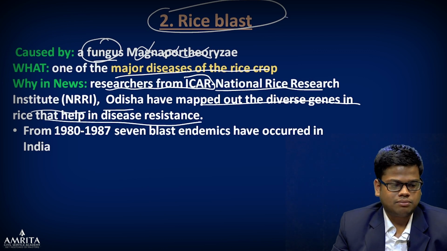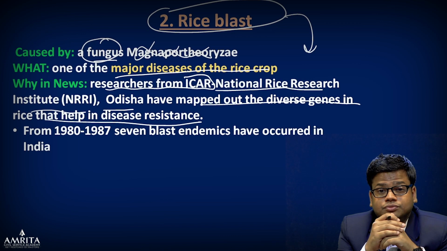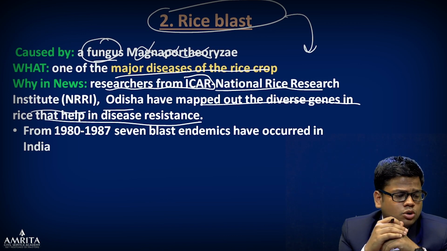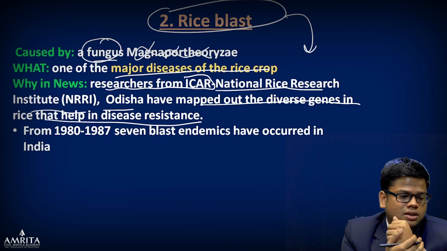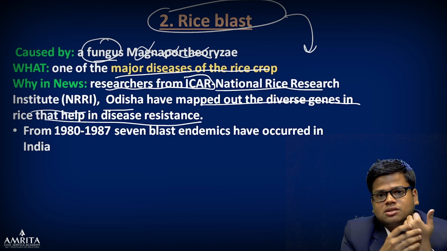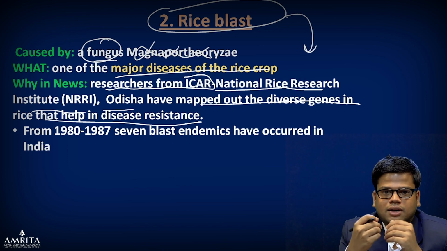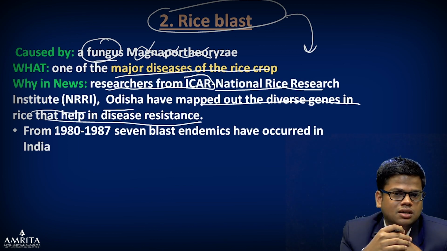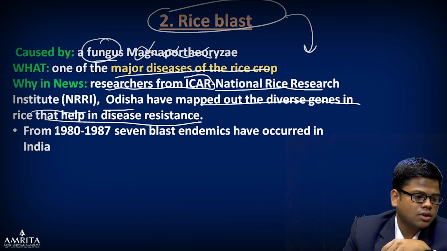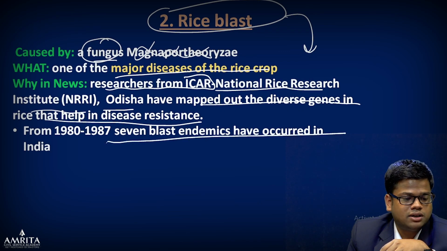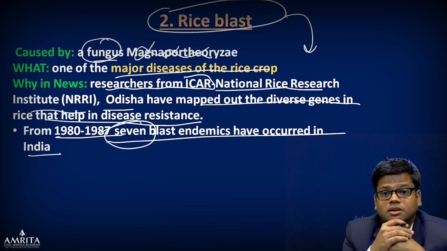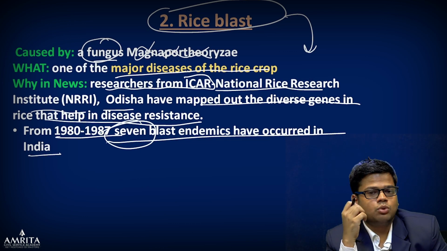So they are researching how to fight against this disease. They are mapping out the diverse genes in the rice that can help in disease resistance, so that finally we can put those genes into the rice and the rice becomes self resistant against the disease itself. We already had more than 7 blast epidemics in India, and it affects our food security.